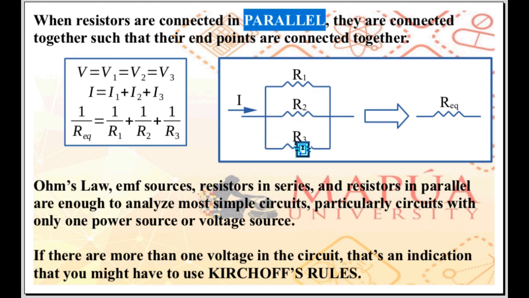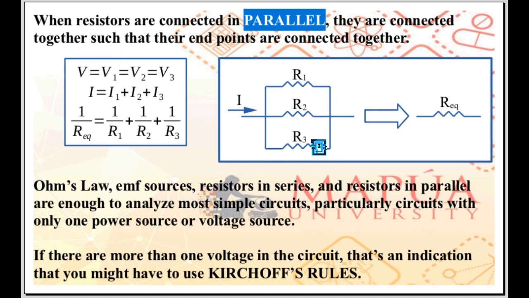The currents will divide in such a way that the voltages in the resistors will be equal. The total voltage of the resistors in parallel, voltage V, is equal to V1, is equal to V2, is equal to V3.